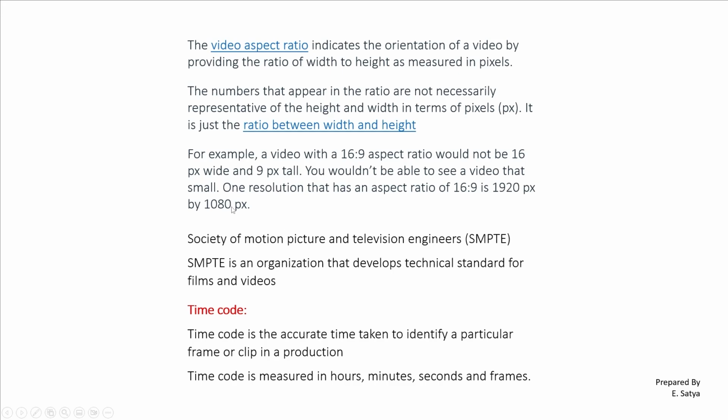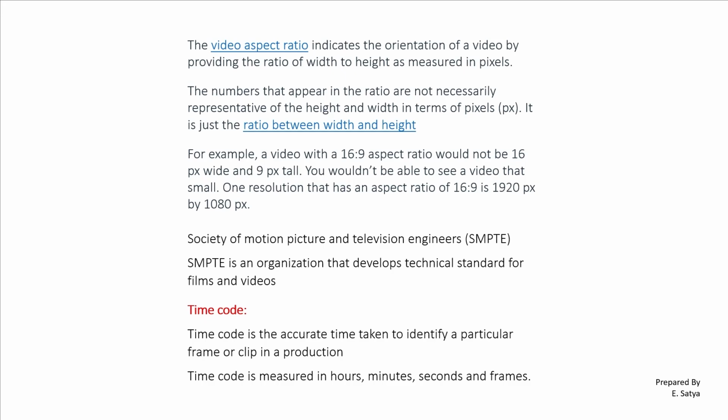It's full HD. Here the Society of Motion Picture and Television Engineers, SMPTE, is an organization that develops technical standards for films and videos. Time code is the accurate time used to identify a particular frame or clip in production.